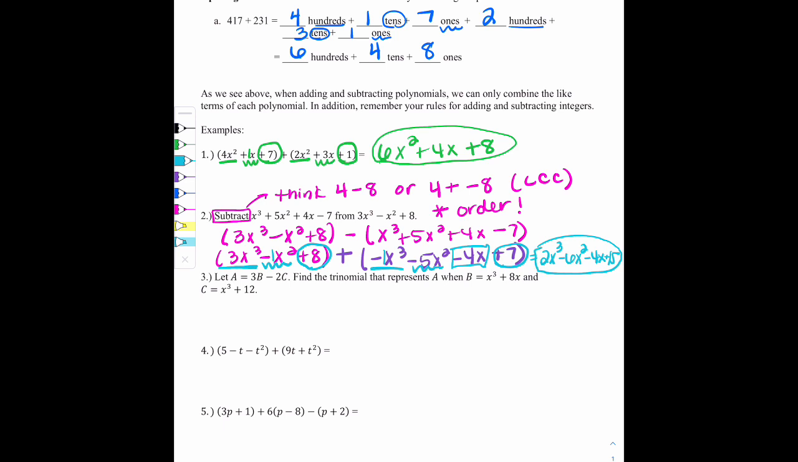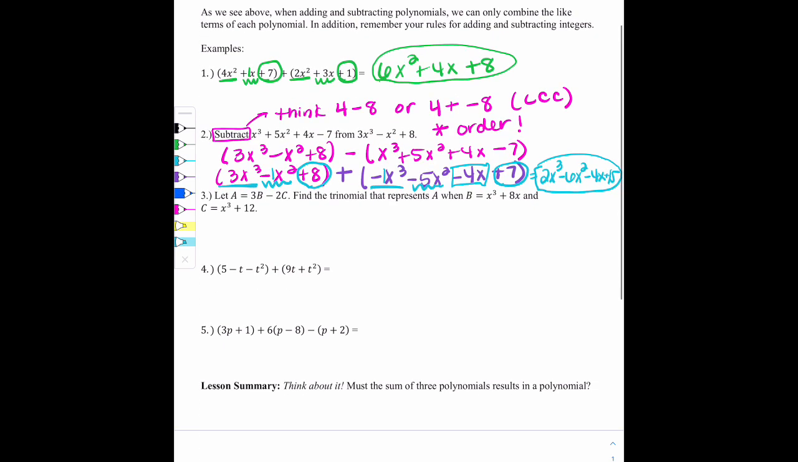Now let's take a look at number 3. Here, we want to practice doing some substitution with our polynomial operations. So it says let A equal 3b minus 2c. They want you to find the trinomial that represents A when b equals x cubed plus 8x and c equals x cubed plus 12x. So we have our expression A equals 3b minus 2c.